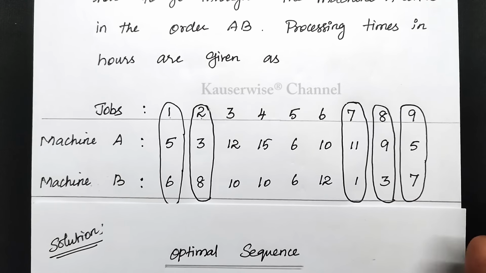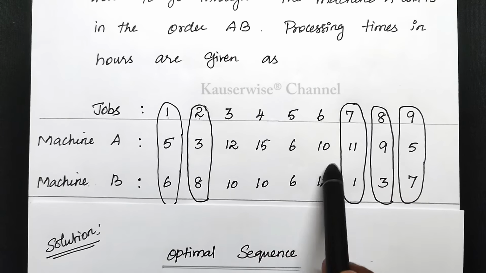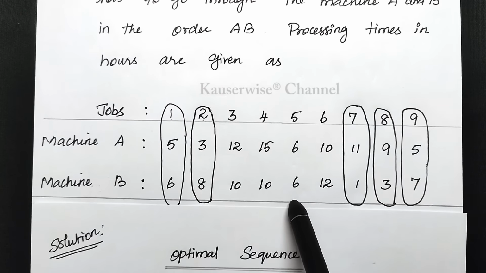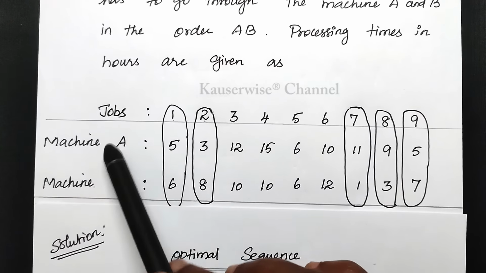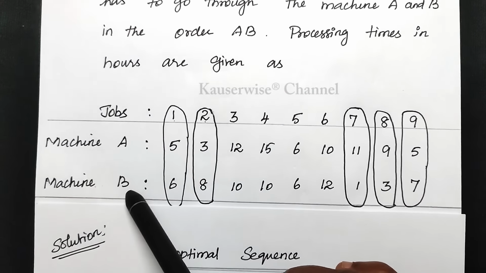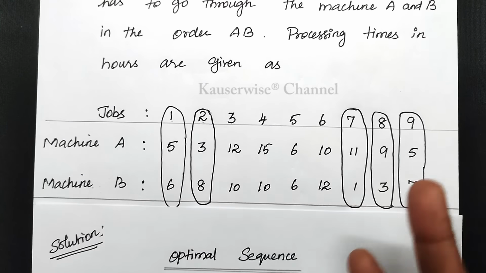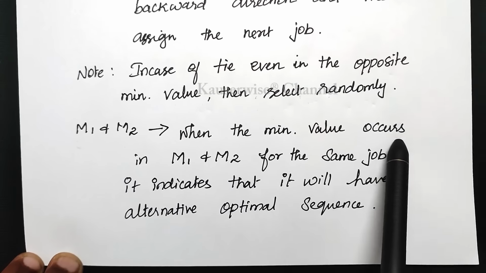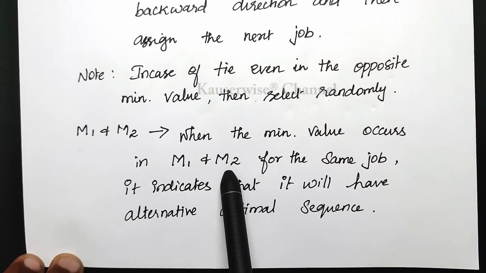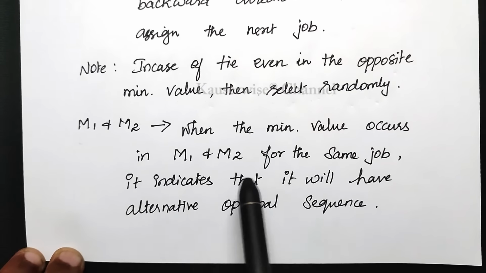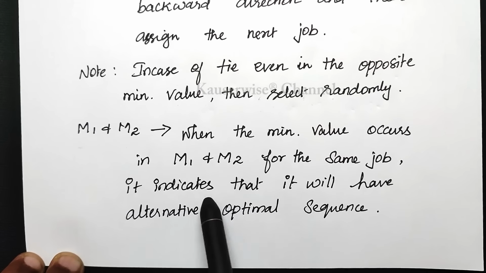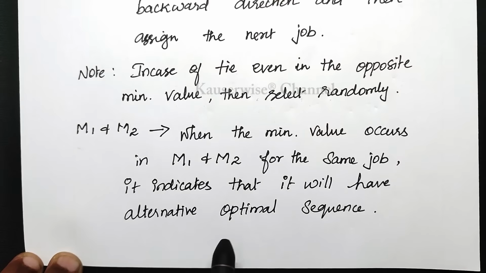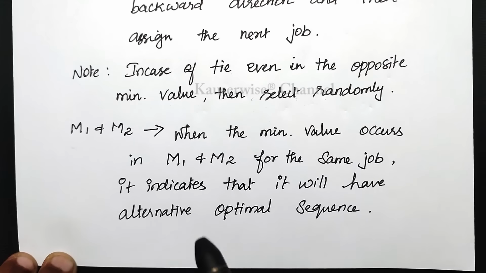Again, we need to find the minimum duration. So which is the minimum duration? 6 is the minimum duration, but here it occurs for the same job for 2 different missions, mission A and mission B. This is also one kind of tie. See the procedure. When the minimum value occurs in M1 and M2, that is mission A and mission B, for the same job, it indicates that there will be an alternative optimal sequence. We will see this point along with the problem for better understanding.